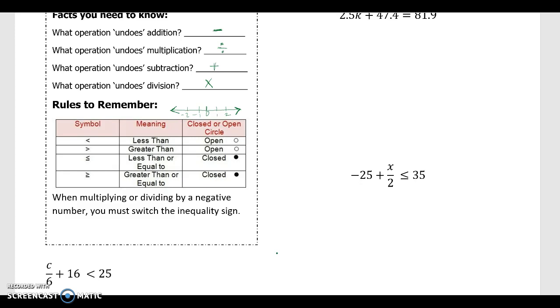So if you have a less than or a greater than sign, you're going to use an open circle. And if you have less than or equal to or greater than or equal to, you're going to use a closed circle.